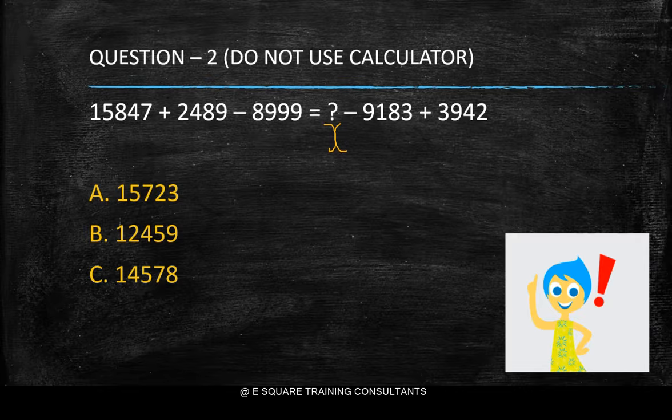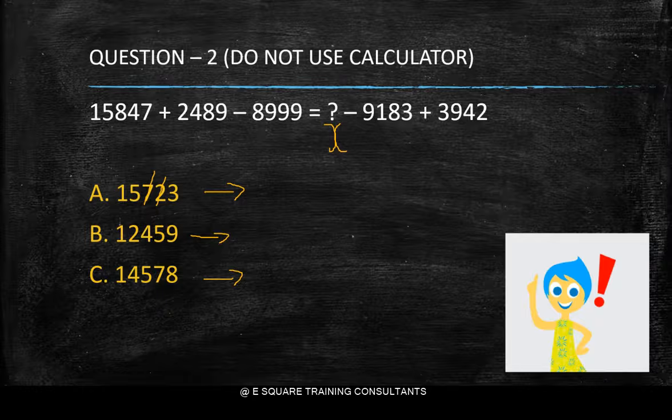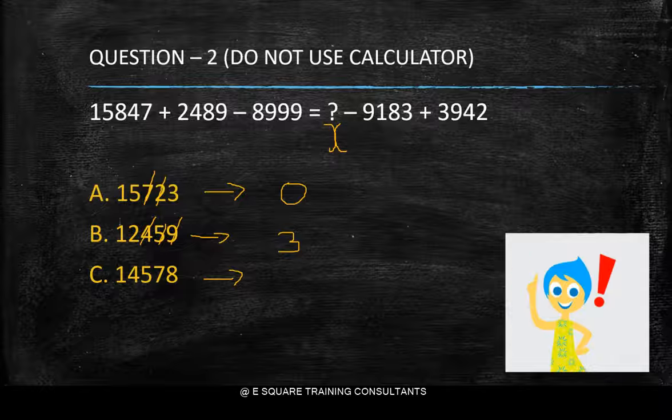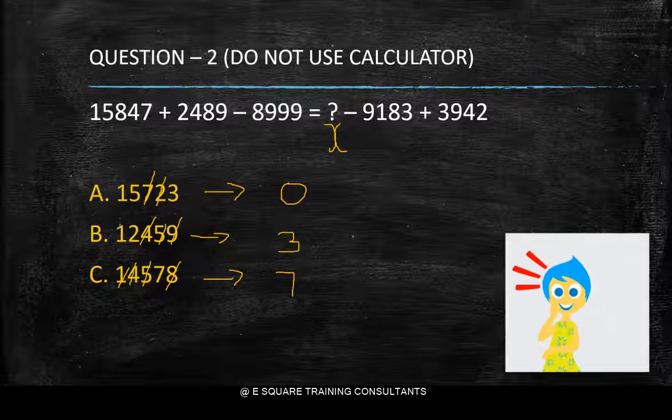Again, we are not going to actually solve this, but only with the help of digital root. Let's calculate the digital root of the answer options. 7 plus 2 counts to 9, 5 plus 3 is 8, 8 plus 1 is 9. So ultimately the digital root is 9. 4 plus 5 is 9, this also is 9, and the digital root is 3 here, 1 plus 2, 3. Here on calculating, 4 plus 5 counts to 9, 8 plus 1 counts to 9 as well. So the remaining number is just 7.